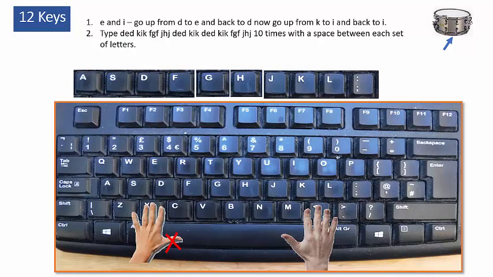E and I. If you go up from the D to the E and back now to the D, now go up from the K to the I and back to the K. There's the E, so you're going D, up, down, D, E, D, K, I, K.